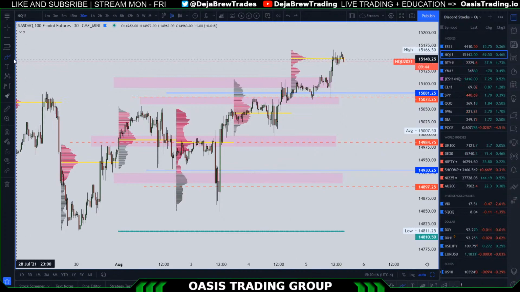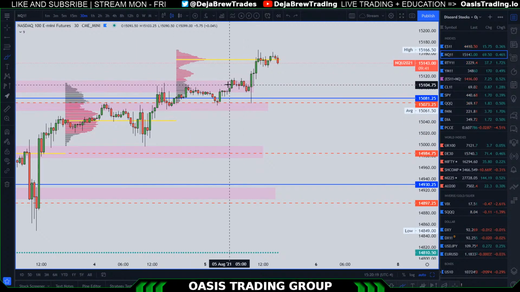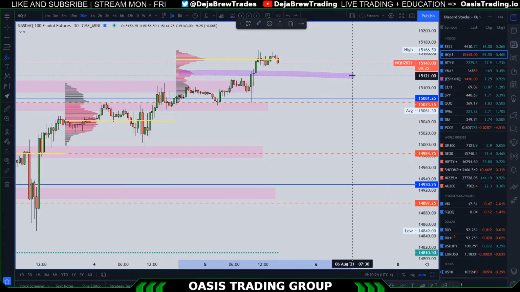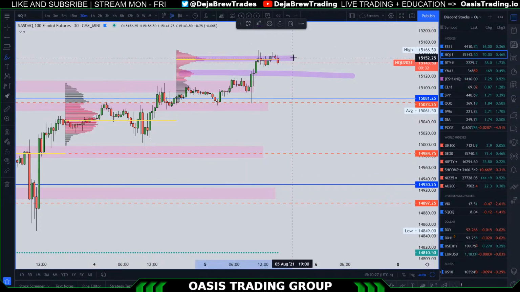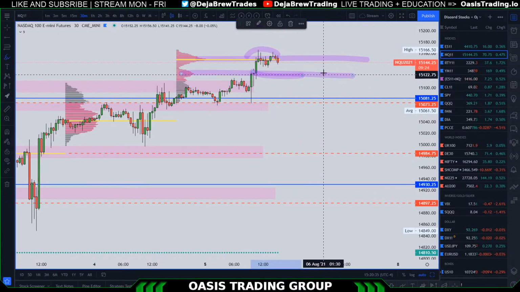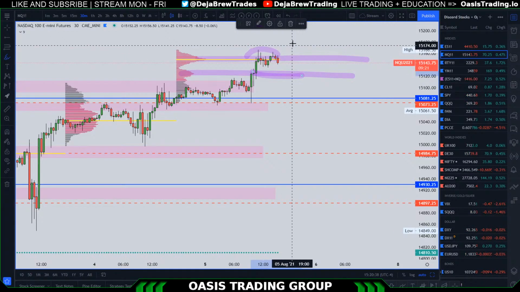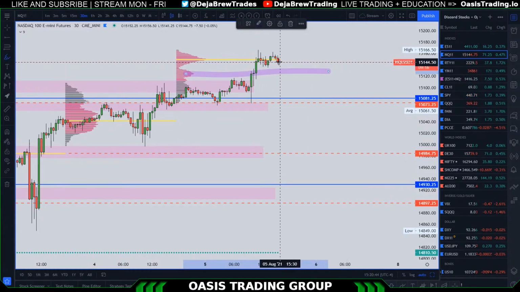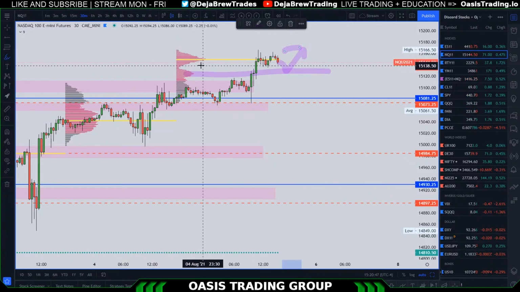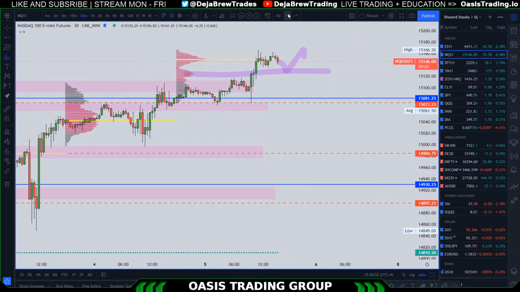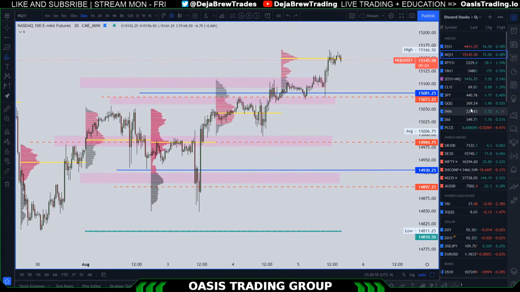So if we looked at this on a shorter time scale, just looking at today, you could see that we clearly have a node building right around here, and then we clearly have a node building right around here on POC. So this node is obviously acting as resistance. This one has yet to be tested, excuse me, as support. So if we come down and test this node as support and it holds above it, then we most likely will break above this resistance node here. Right? All right. So you guys should get the idea.